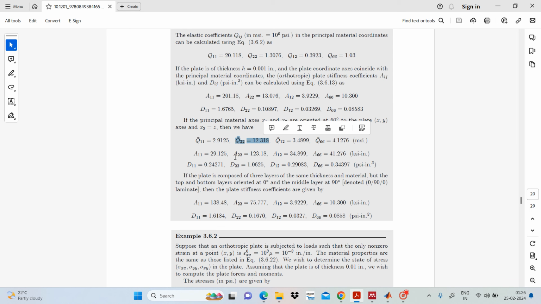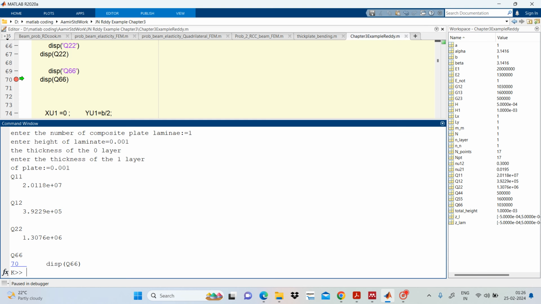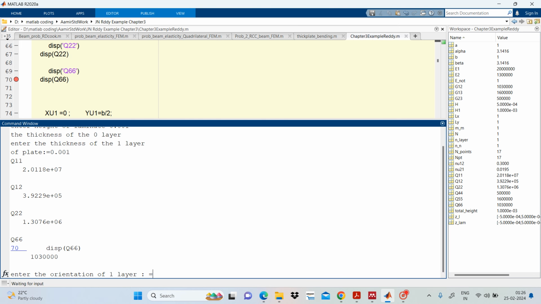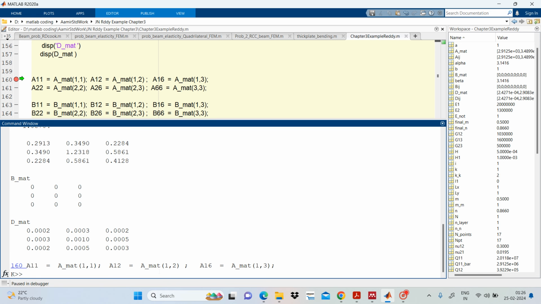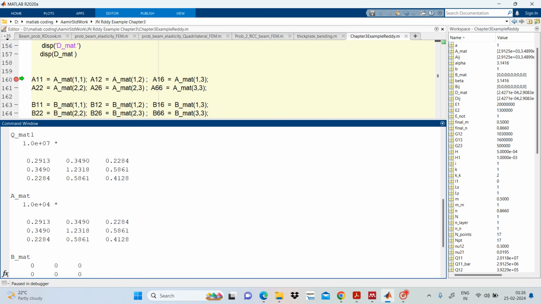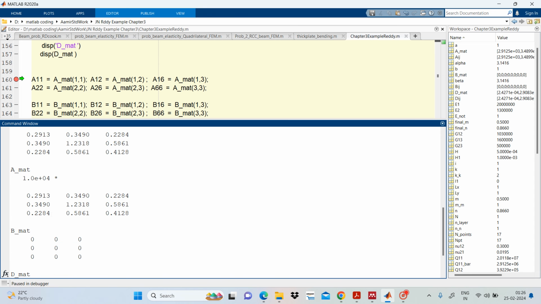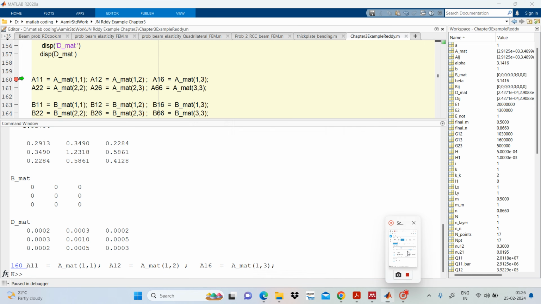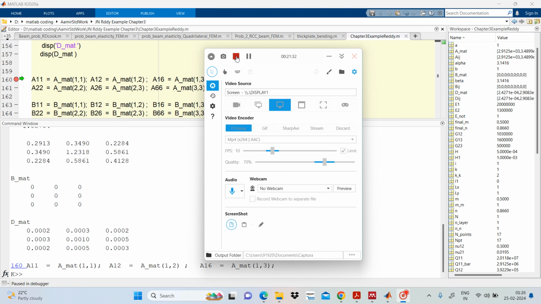And the A matrix and D matrix, let us calculate. Further we will run it. Enter the orientation, 60 degree. So here the A mat and D mat are also given. We will continue with it. So we are stopping here.